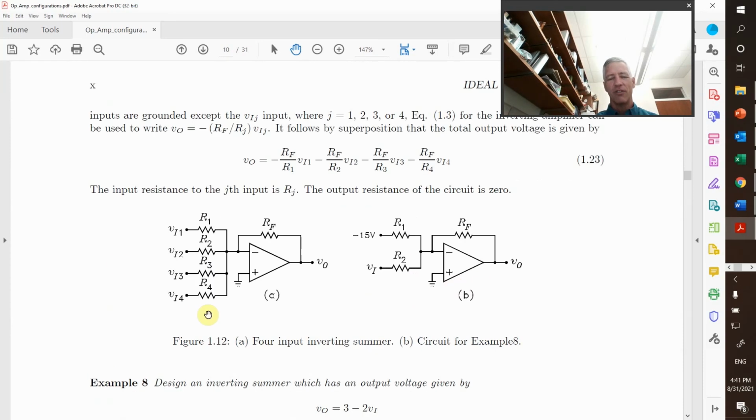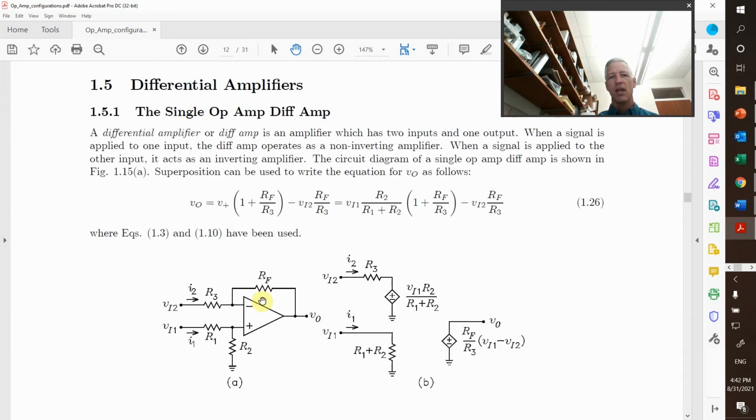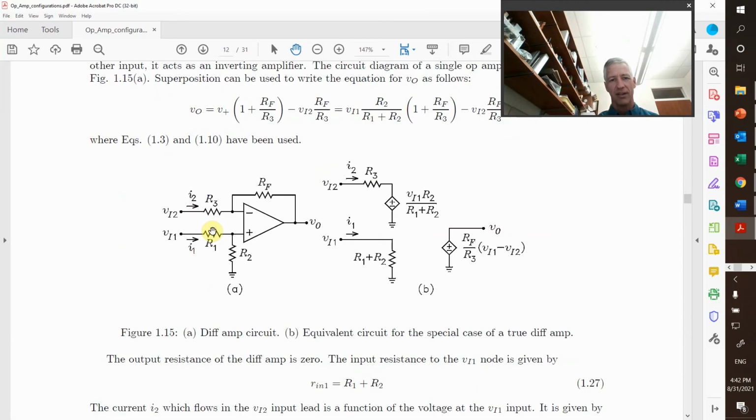Summing amplifier. So if I want to add a set of voltages, I would use this configuration. So this would be something like if I'm making a mixer or I'm making a graphic equalizer and I want to add a bunch of signals together, I would use this configuration. Difference amplifier, in this one, if I want to subtract two inputs, I could use this configuration. So this would be a differential amplifier.